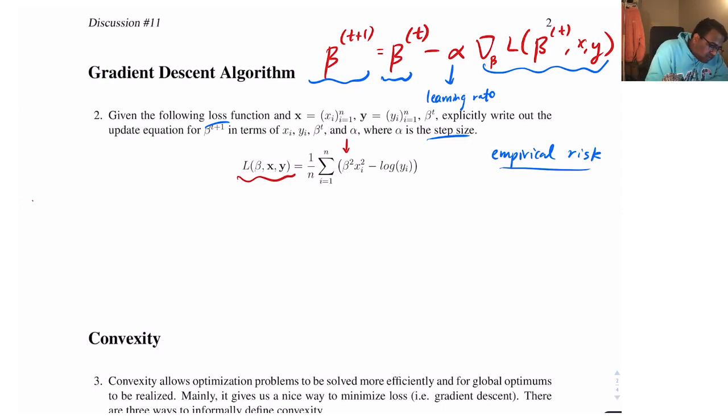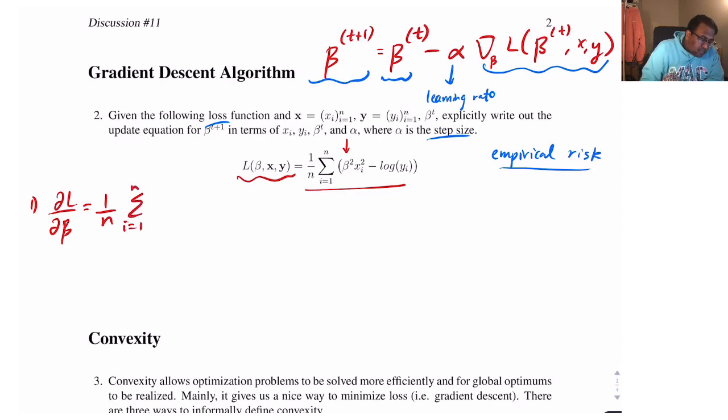And so the first thing I will do is do exactly that. I want to take the partial derivative of my empirical risk with respect to beta. And so this over here is a sum, and as a result, my partial derivative will also be a sum, right? Because the derivative of a sum is a sum of derivatives. And so now I need to take the derivative with respect to beta of this thing inside. The derivative of beta squared xi squared with respect to beta is just 2 beta xi squared. And the derivative of negative log of yi with respect to beta is 0, nothing, right? Because it's completely independent of beta.